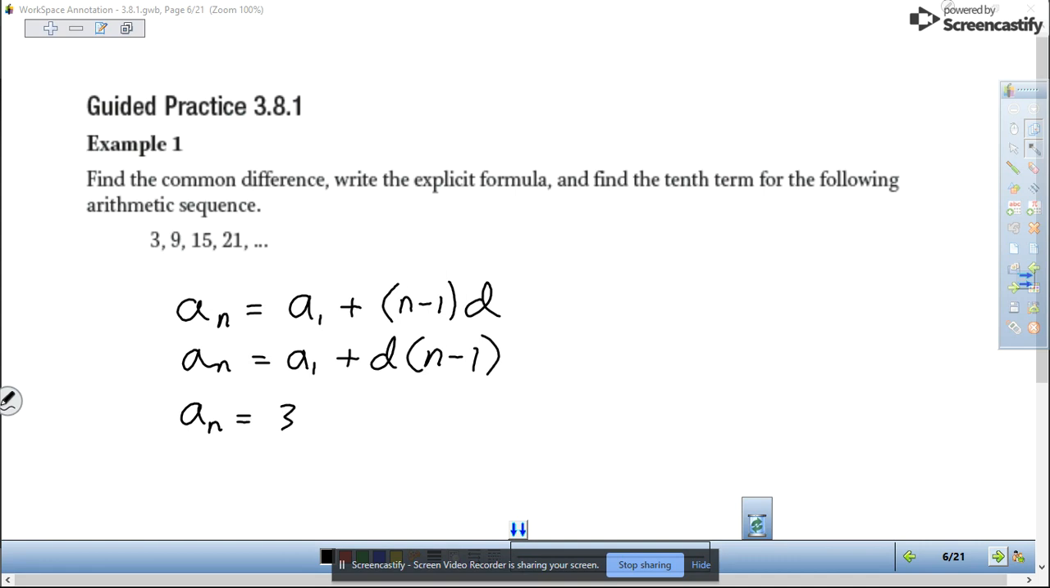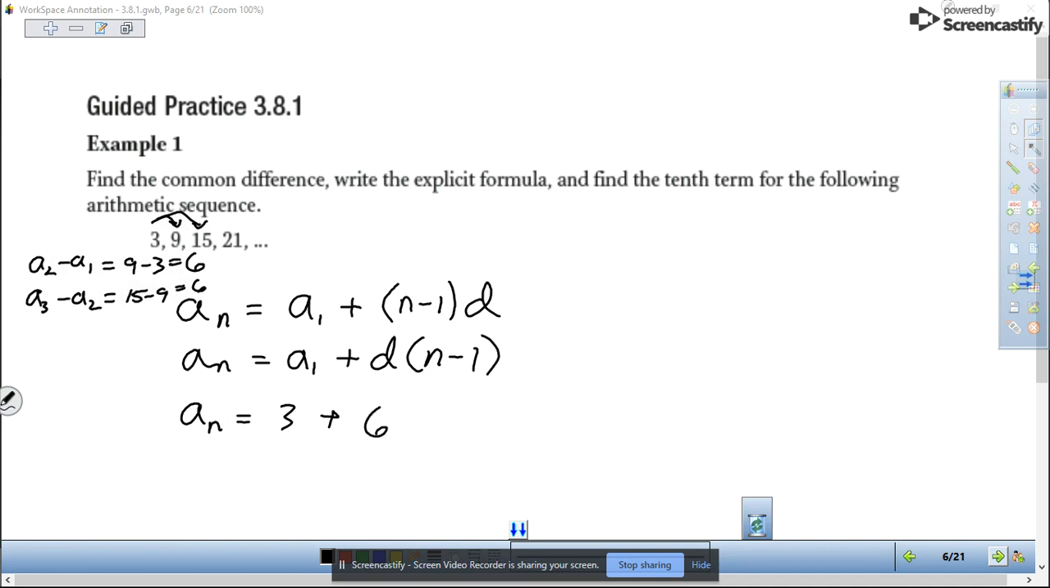First term, 3, plus, now my common difference. How am I getting to each term in the sequence? I can do it two ways. I can do a2 minus a1, or I can do a3 minus a2. I can pick any two numbers that are consecutive in the sequence and subtract, the second one minus the previous one. So 9 minus 3, or I can do 15 minus 9. Because it's arithmetic, it should be the same value each time. In this case, that is 6, and of course that is 6 as well.